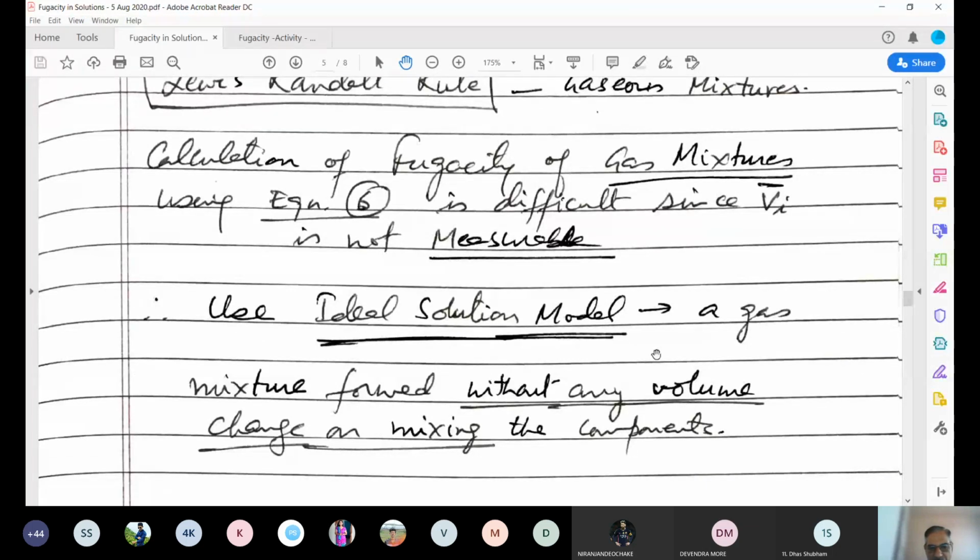which is nothing but a gas mixture formed without any volume change on mixing the components. So if I mix two components, there is no volume change. That's what I say. If there is no volume change on mixing two components, then we can call that an ideal solution model. समझा क्या? This is definition. Because we always say, जैसे हमने standard किया, वो definition है. We define that because it is always related to that we find out variations. So now we are defining ideal solution model क्या होता है.